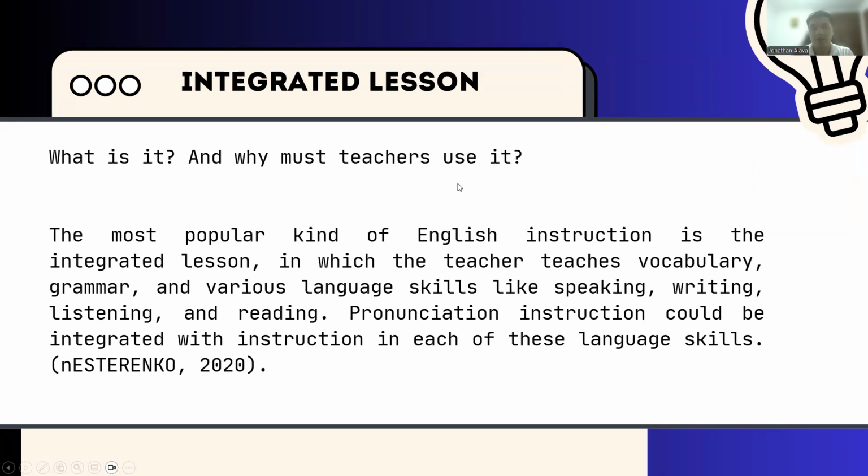Now, the integrated lesson, as it was required for this activity, is important to understand and why we should use it. So according to our tutor, Nesterenko, most of the popular kind of English instruction is the integrated lesson in which a teacher teaches vocabulary, grammar, and various language skills like speaking, writing, listening, and reading, and the pronunciation instruction could be integrated with instruction in each of these language skills. It means that we can easily include all the phonetic rules and all the phonology that they need to know in our classes when we are teaching reading, writing, or listening.